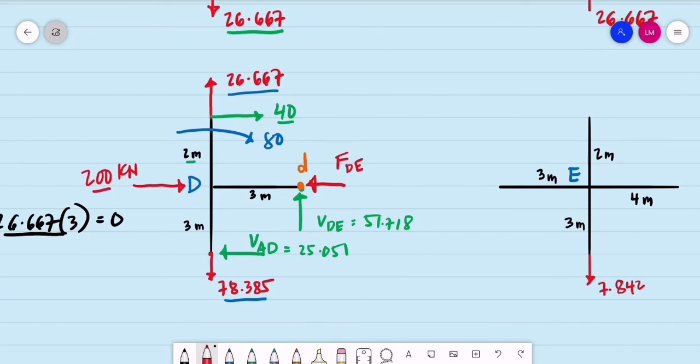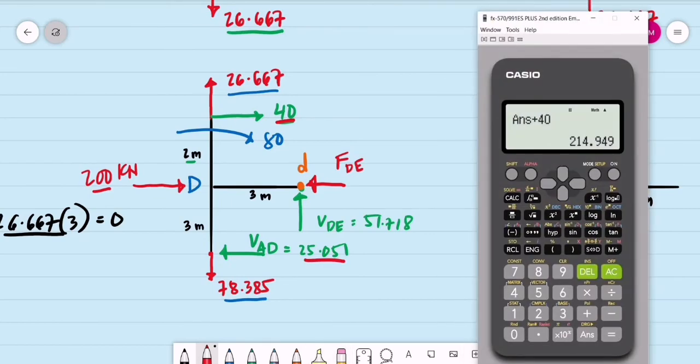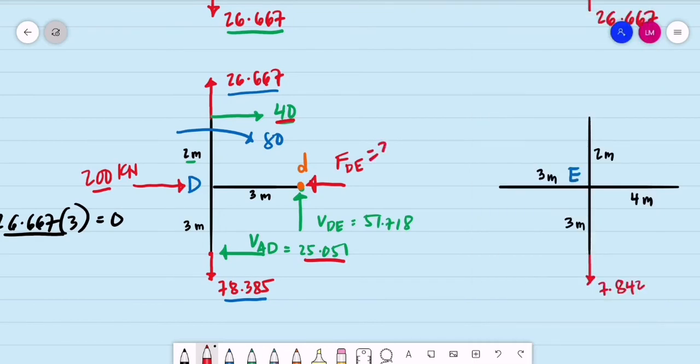So how many horizontal forces are we considering? We have the 200 kilonewtons, the 40 kilonewtons, and this 25.051. So we have that value as 214.949. So that will be the axial force for beam DE.